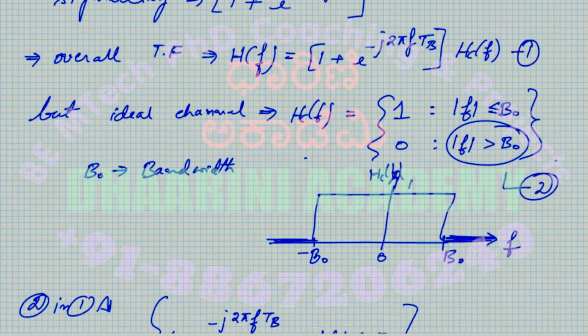So look at the next line. The ideal channel Hc of f is equal to 1. Below that we have written the graph as well. It varies from minus B naught to plus B naught, and its magnitude is 1. Other than that, whenever the frequency lies outside this range, more than B naught or less than B naught, the value is equal to 0. The same thing we have written in equation number 2: Hc of f is equal to 1 when the magnitude of f is less than B naught, and equal to 0 when the magnitude is greater than B naught.